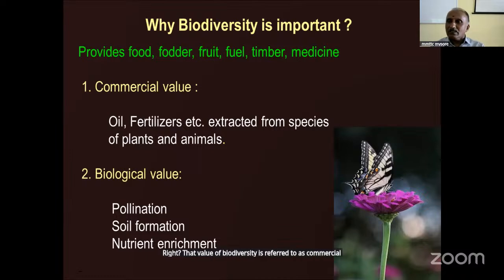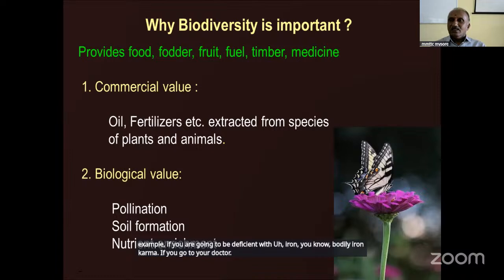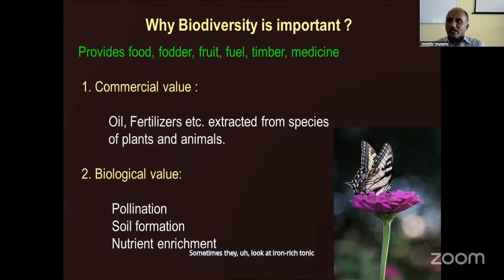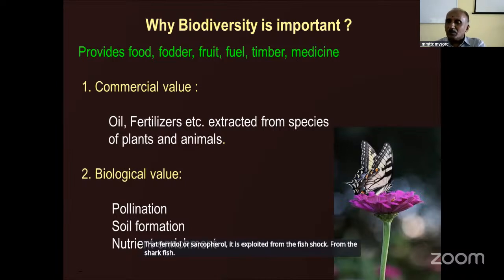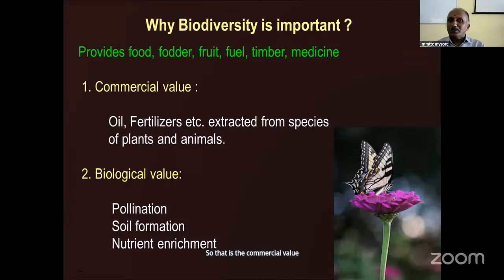commercial value. For example, if you are deficient in iron, if you go to a doctor, they may say you are very much anemic, you take an iron rich tablet, iron rich tonic. Sometimes they advocate an iron rich tonic like charcoferol or ferradol, tonic names. Now how is that ferradol or charcoferol obtained? It is exploited from the shark fish. They exploit the iron rich compounds and manufacture this tonic. So that is the commercial value of biodiversity.